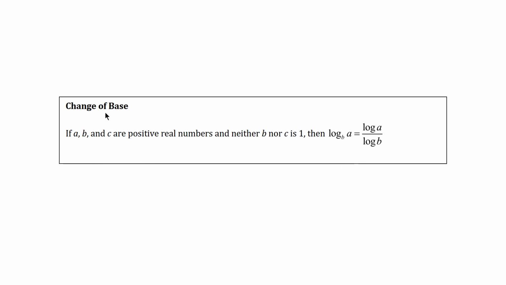Next, we have the change of base formula. If a, b, and c are positive real numbers, and neither b nor c is 1, then log base b of a is equal to log of a divided by log of b. If you have an old graphing calculator or scientific calculator where you can't change the base of a logarithm, then you definitely need to know the change of base formula. In the next example, I'll show you how we apply the change of base formula.